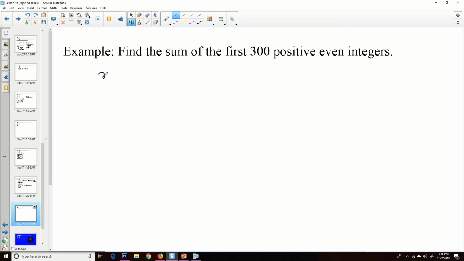So the series is going to be, the first, that's going to be my first positive even integer, 2. And then the next positive even integer would be 4, plus 6, plus dot dot dot until we get to the 300th positive even integer. Well, we got to figure out what that is.